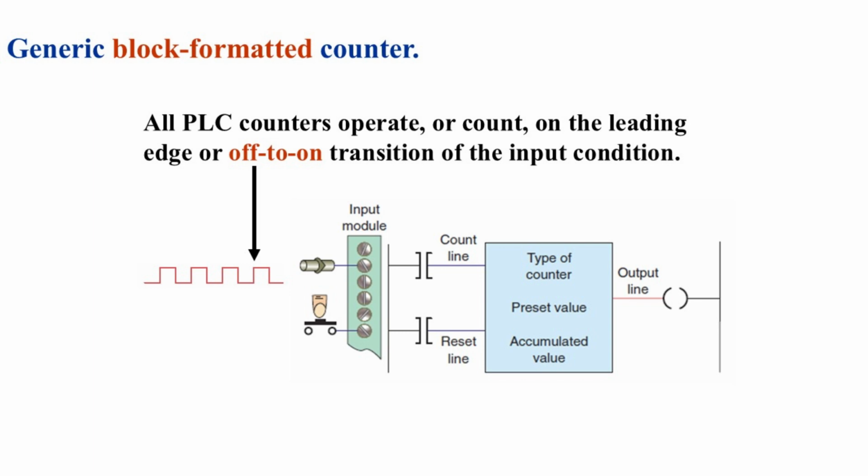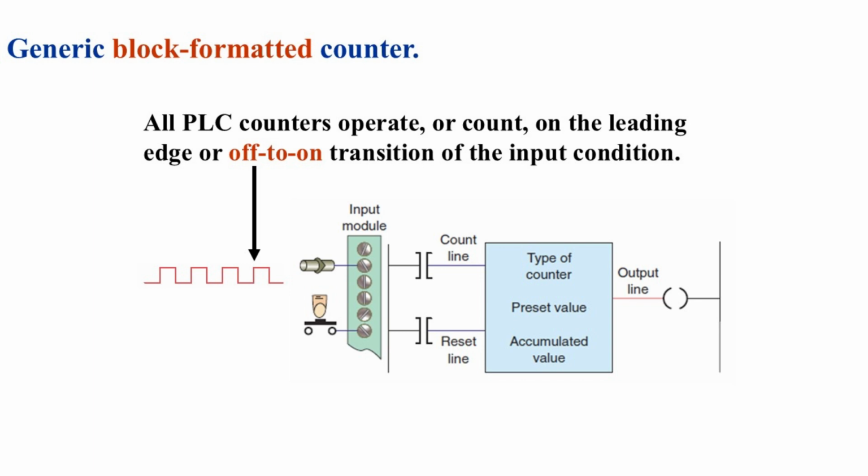All PLC counters operate on what's called the leading edge of the input signal. This means the counter reacts at the exact moment an input changes from off to on, also known as an off-to-on transition. Each time this transition occurs, the counter increases its accumulated value by 1. You can think of this as the PLC taking a snapshot every time a sensor detects a new event.